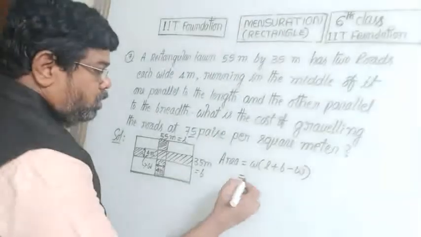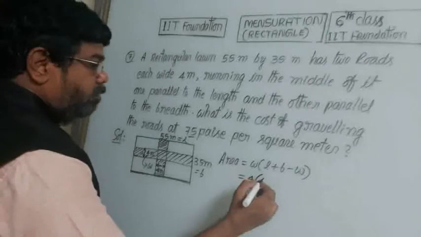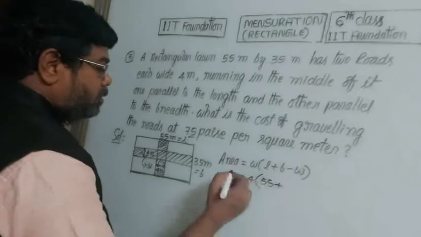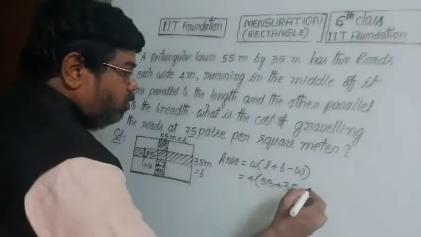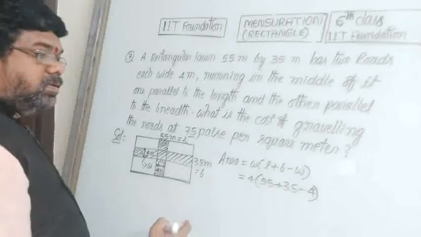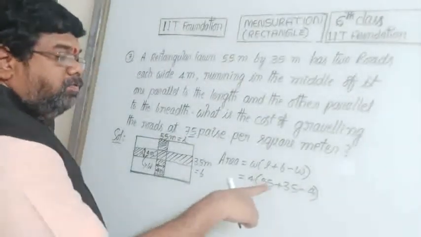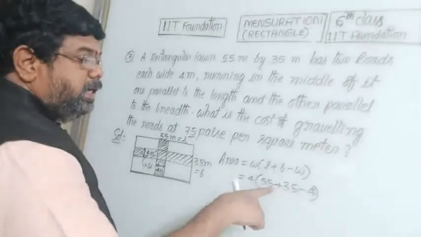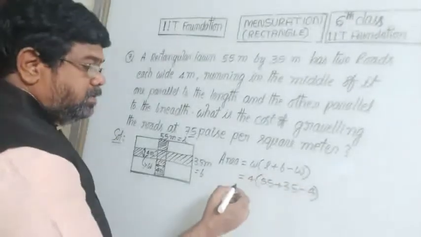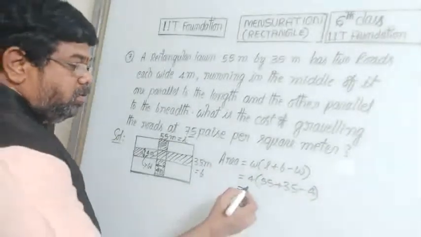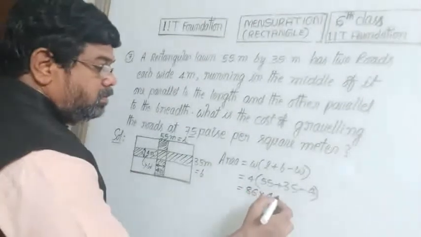So what is W here? 4 into (L 55 plus B 35 minus W, which is 4). So you have to simplify this. First calculate the value within the bracket, always do what is in the bracket first. 55 plus 35 is 90, 90 minus 4 is 86, 86 into 4, that is the square meters.